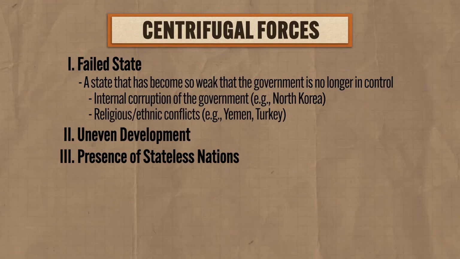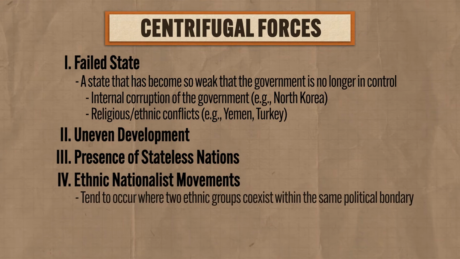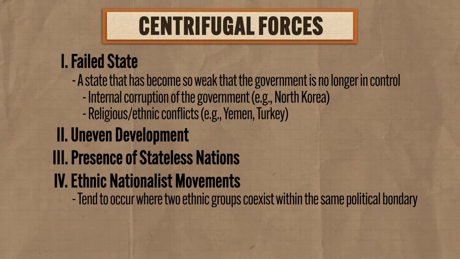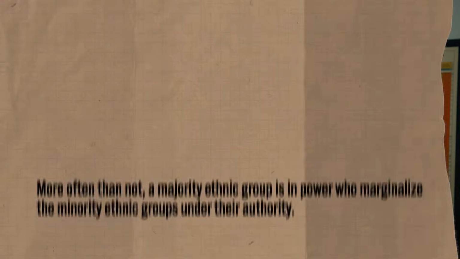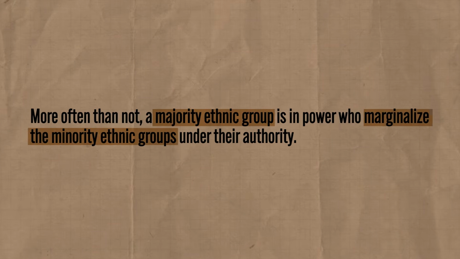And then the fourth potential consequence of centrifugal forces includes ethnic nationalist movements. Now, these tend to occur in a state where at least 2 distinct ethnic groups coexist within the same political boundary. And you know, sometimes they can coexist peacefully, like the Walloon and Flemish groups in Belgium, but other times, not so much. But more often than not, a majority ethnic group is in power and they end up marginalizing the minority ethnic groups under their power.